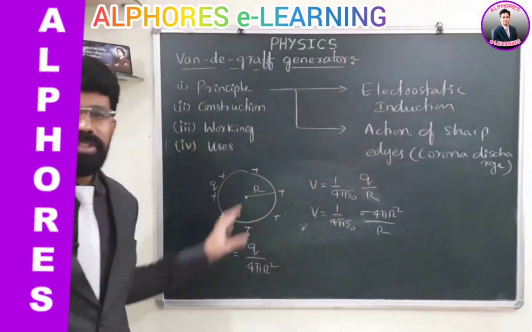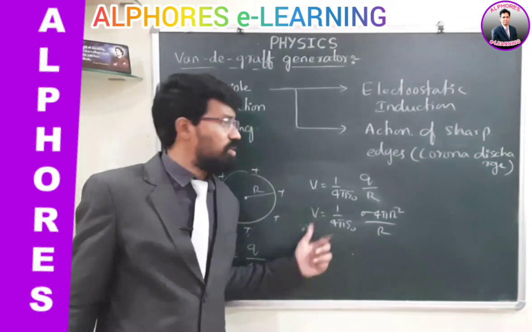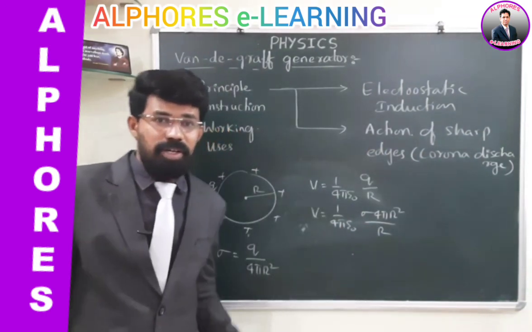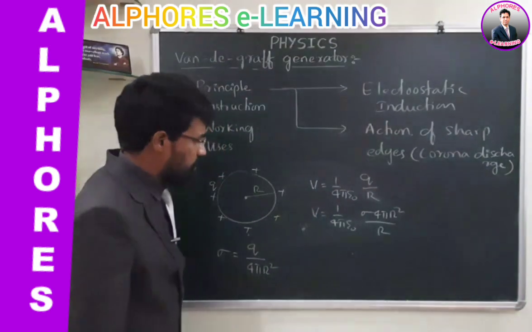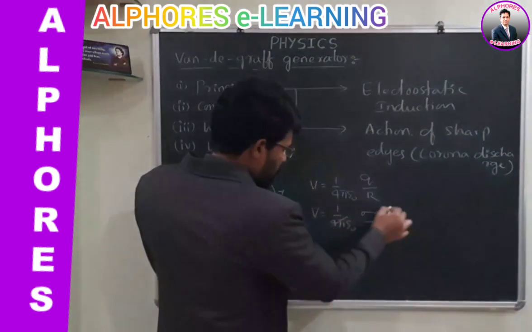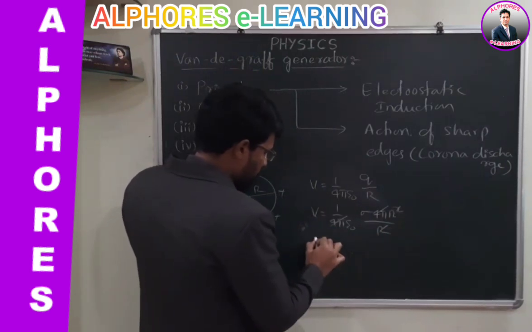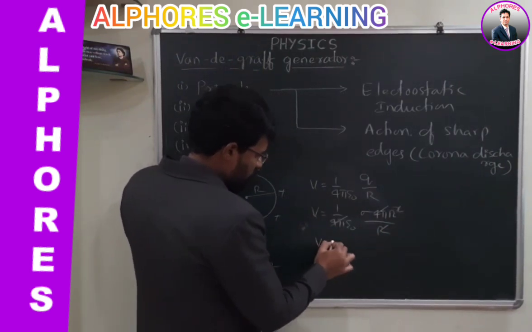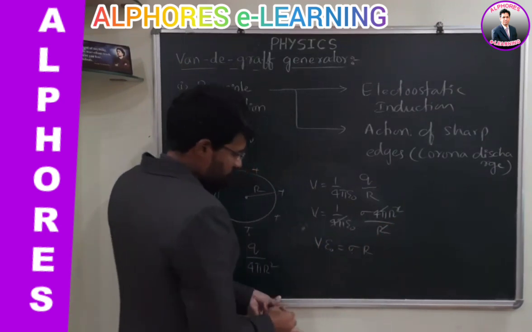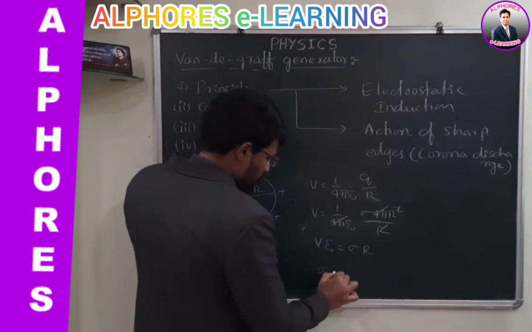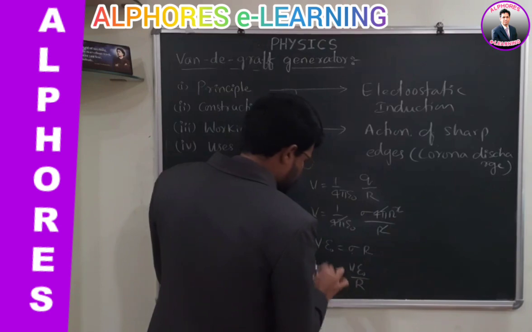I'll tell you why I'm going with this mathematical treatment. There is a reason. Eventually we can connect this one with the action of sharp edges. How is the action of sharp edges connected with this? Just wait and see. Here 4 pi gets cancelled and the r gets cancelled, and finally you are left with V into epsilon naught equal to sigma r. And here this sigma can be expressed as V epsilon naught divided by r.